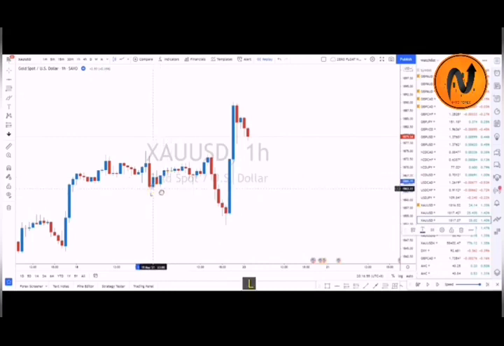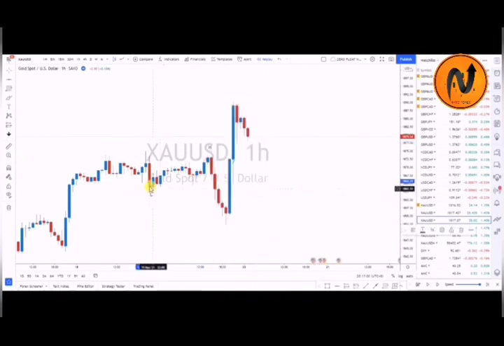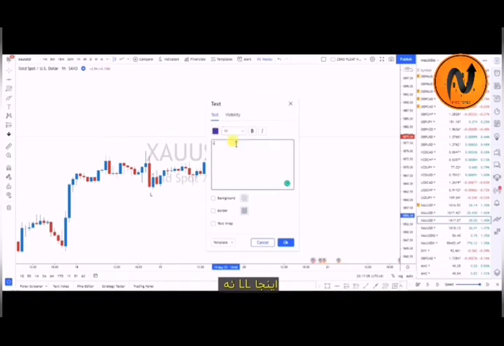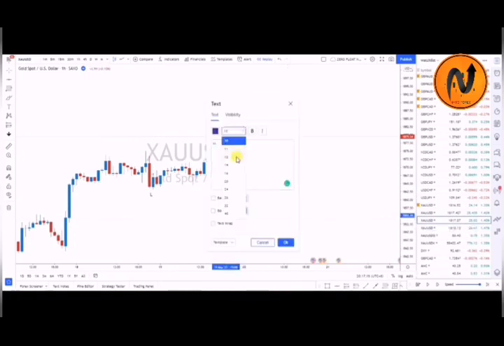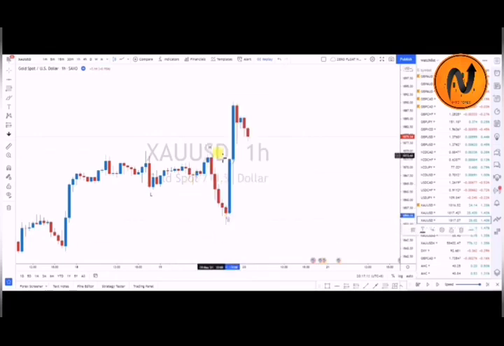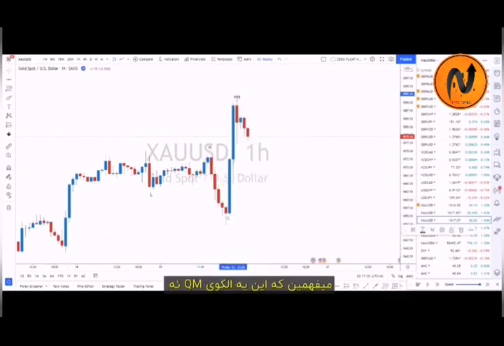Low. Here's the high. This is the lower low. Okay. The top here will be the higher high. Okay, so once we have marked the structure, we know that this is a QM pattern.